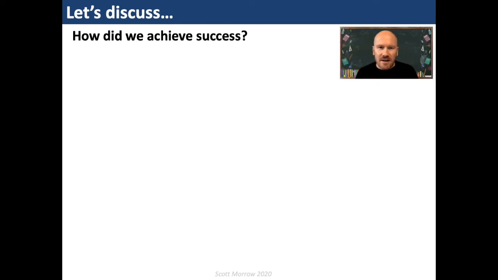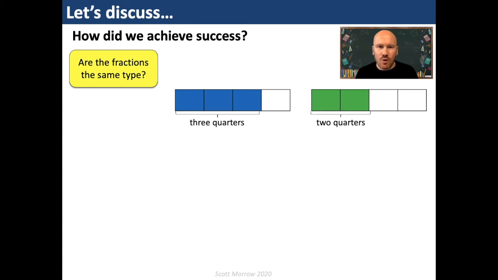When we want to compare fractions, the first thing we can ask ourselves is, are the fractions the same type? So here you can see we're comparing 3/4 with 2/4. They're both quarters, and because they're the same type, then we can compare the fractions easily. We can see that 3/4 is greater than 2/4.